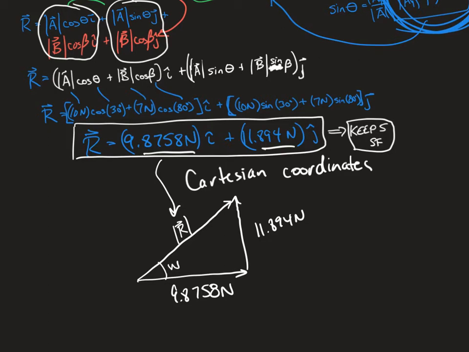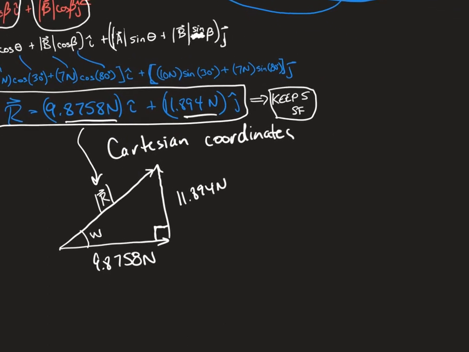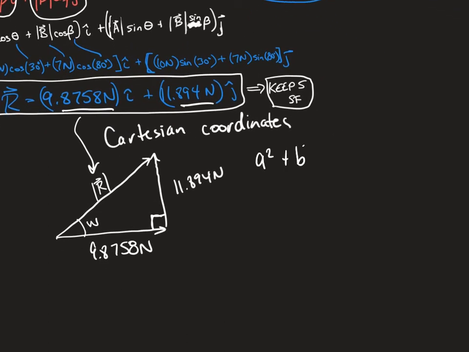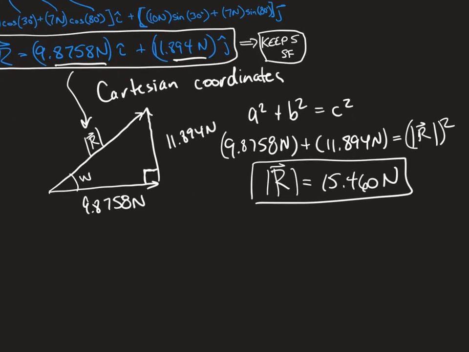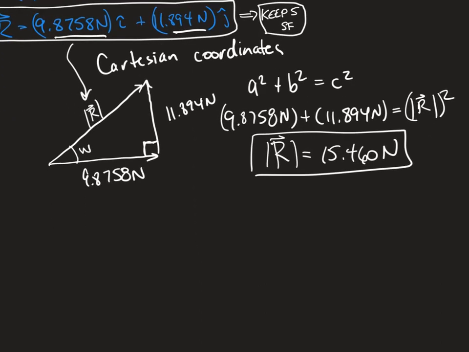So the first thing is we're going to go back to our trig tools. We've got two sides of a right triangle, so you want to use the Pythagorean Theorem. We'll do a squared plus b squared equals c squared, with a being 9.8758 newtons, b being 11.894 newtons, and c being the magnitude of r squared. If we solve this problem, the magnitude of r comes out to 15.460 newtons.